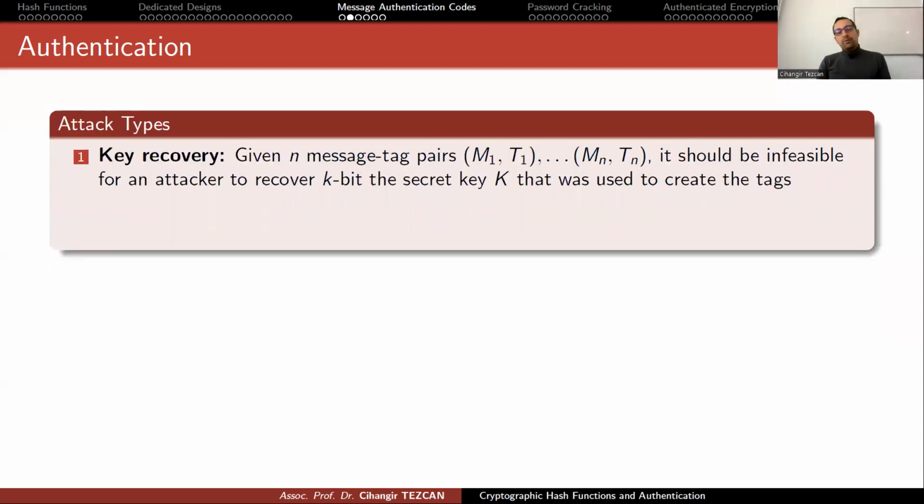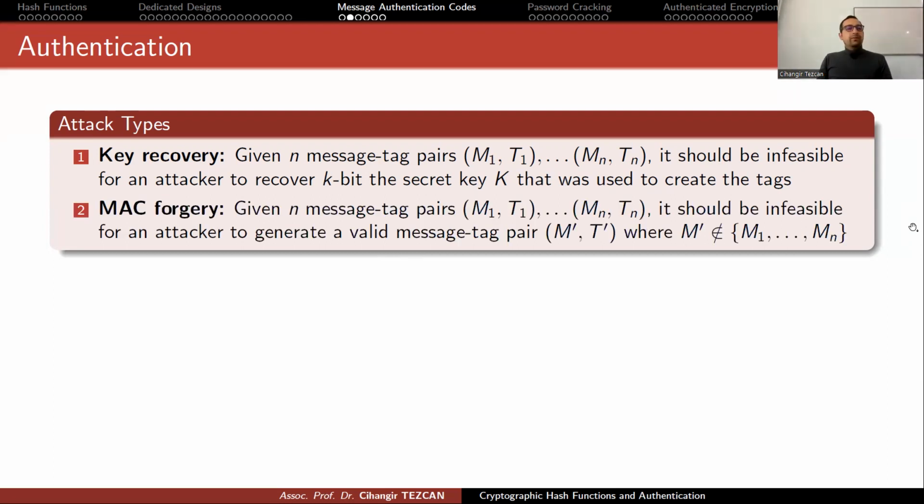So in this scenario, you can perform two different kinds of attacks. Since message authentication codes use a secret key, of course, the main way of attacking is to recover the secret key, right? So in this scenario, you have n many message tag pairs. Like for instance, M1 has the tag T1, up to Mn has the tag Tn. So you listen to communication, capture all of these tags and messages since they are not secret. But it should be infeasible for an attacker to recover the secret key K that was used to create these tags, okay? So this is the idea. The key recovery is to capture the secret key from these message and tag pairs.